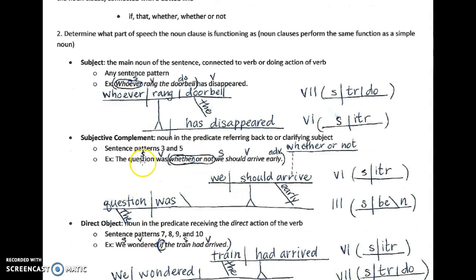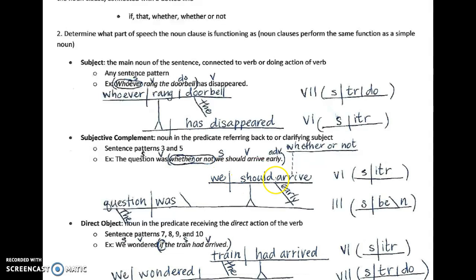So in this case, our subject is question, our verb is was. Here is our expletive, that trigger phrase. It doesn't carry any meaning, and then the rest of our noun clause. So I'm going to diagram my main sentence, subject, be verb, with the backslash, showing that a subjective complement is coming, and then I diagram my noun clause.